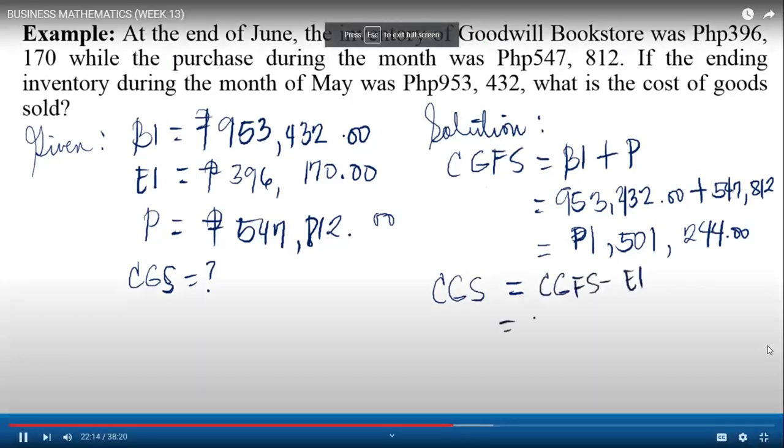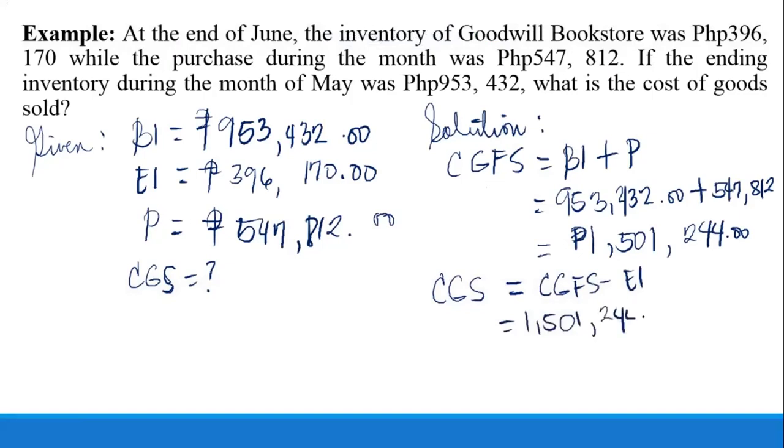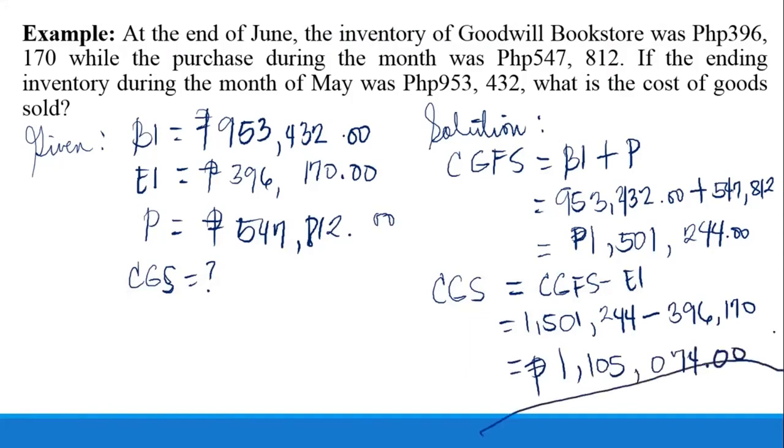Ayan. So, the COGS natin ay 1,501,244 pesos minus the ending inventory, which is equal to 396,170. So, this is now equal to 1,105,074 pesos. Okay? Yan. So, yan yung cost of goods sold.